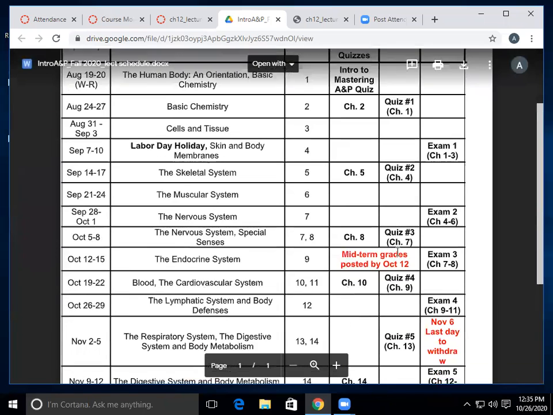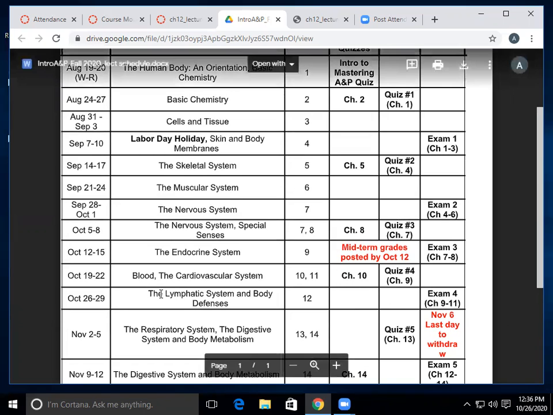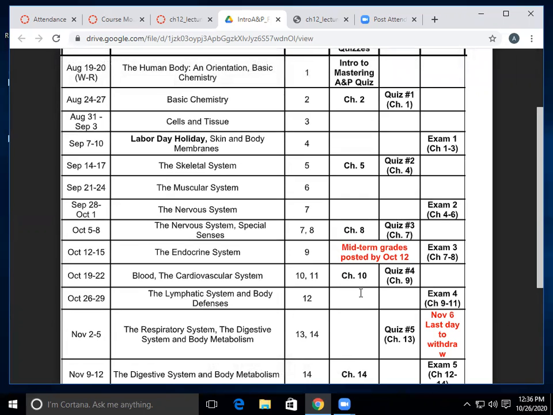All right, so we are in the week of October 26th through the 29th. We are finishing up cardiovascular systems, and we are starting lymphatic system and body defenses.